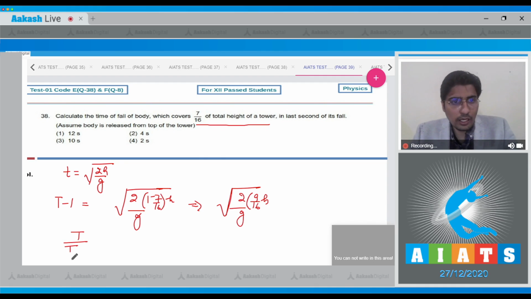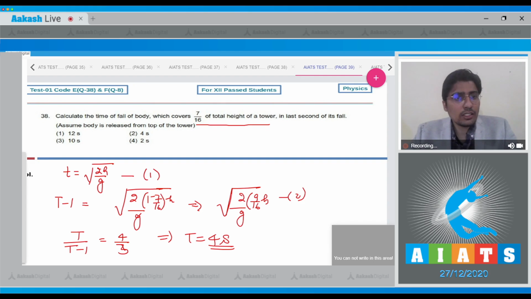So we can write that t by t minus 1 will be equal to 4 divided by 3, as we have divided the first and second equations, and from this we can write that t will be equal to 4 seconds, giving that the correct answer for this question is option number 2. Now let us move to question number 39.